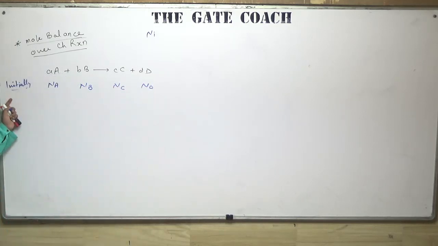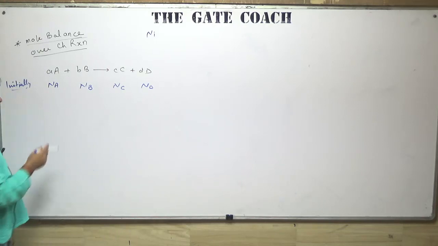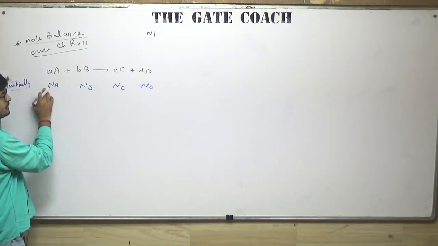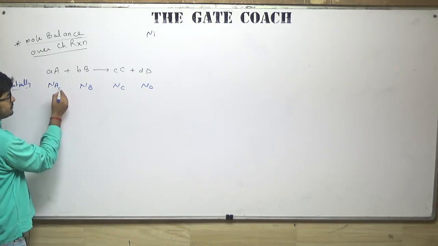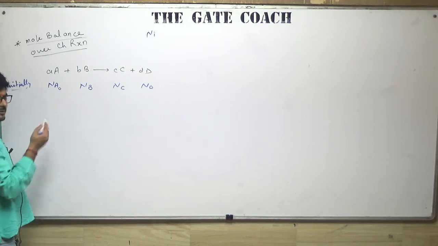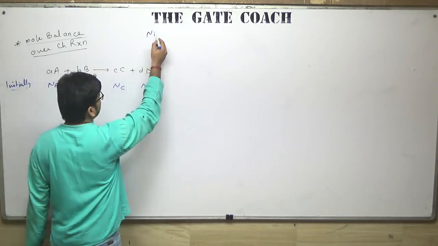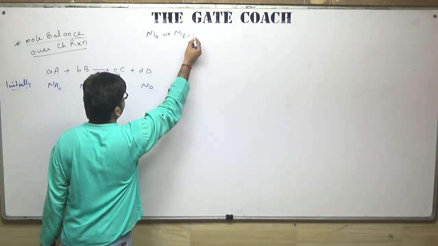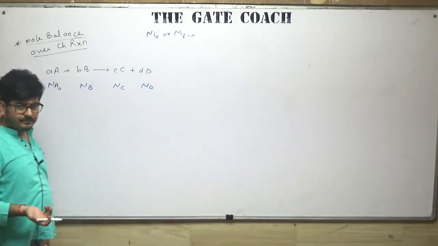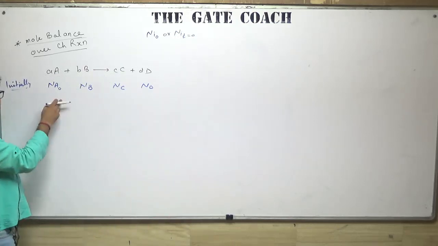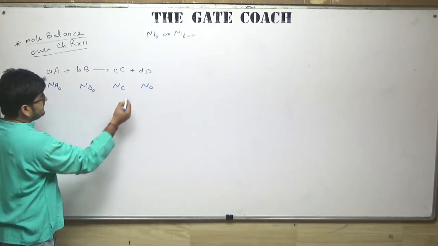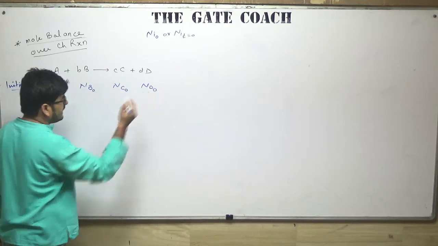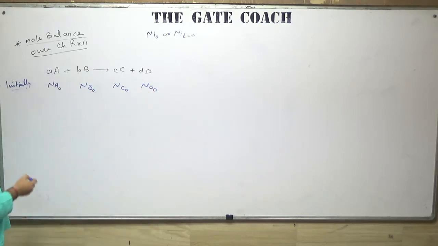And since these are initial moles, I can write it as moles of A at time t equal to 0, or you can say Na naught. Okay, means you can write Ni naught or Ni at t equal to 0. Simple. So initial moles of A, initial moles of B, initial moles of C, and initial moles of D.